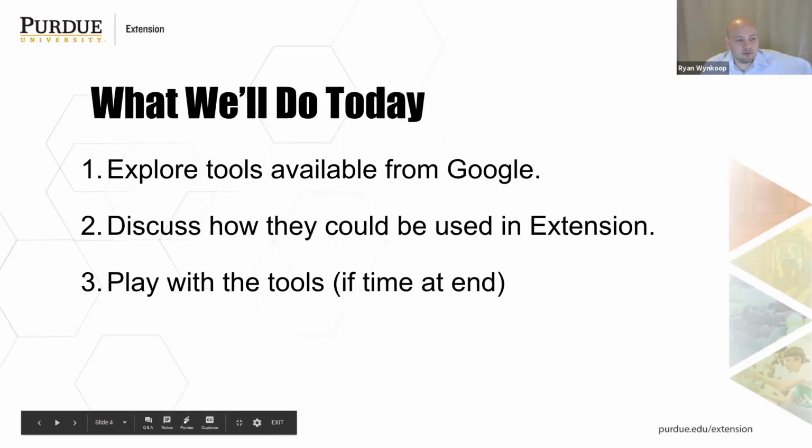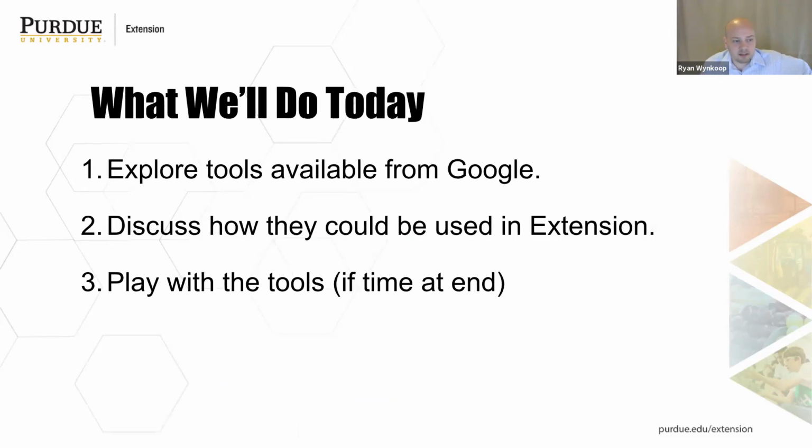So today we have a few simple objectives. It's going to be short. Like I mentioned, we'll keep it to under an hour if at all possible, but it'll be fueled by your questions as well. So we're going to first look at the tools that are available from Google. I'm sure all of you have probably used something from Google before. And then we'll talk about some specific ones and how they can be used in Extension, how we might be able to use them. And then we'll play with the tools if we have time at the end, which we should. But we can play with them throughout.